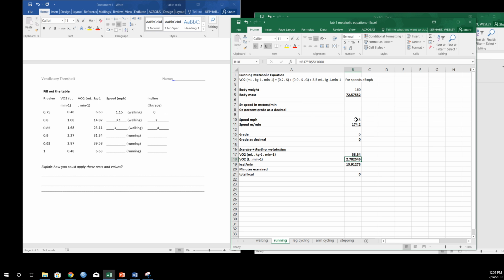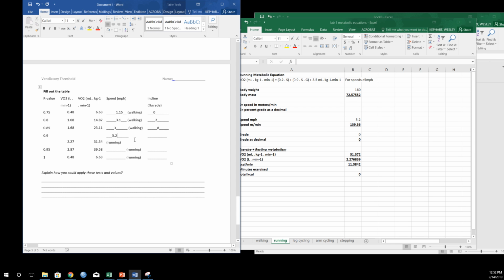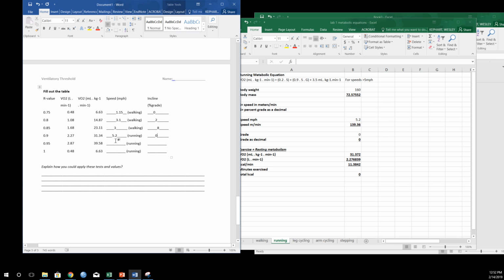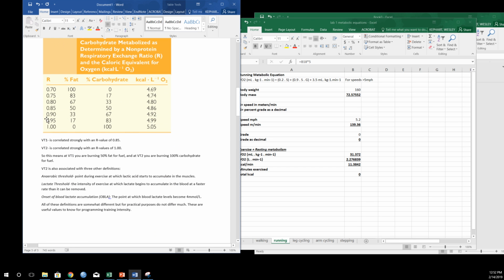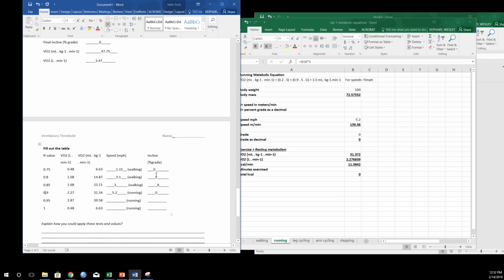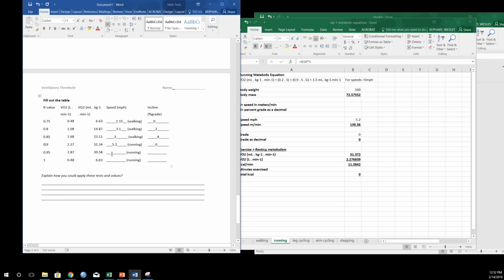2.78. How about 6? 5. Okay, so 5.5 might work for us. 5.4, 5.3, 5.2. There we go. That's pretty good. Okay, so 5.2 with a 0 incline would get us to a 0.9 R value, which if we really wanted to, we could calculate the calories per minute if we just modulated all of this to a 4.92. Pretty good stuff, and just so on and so forth.